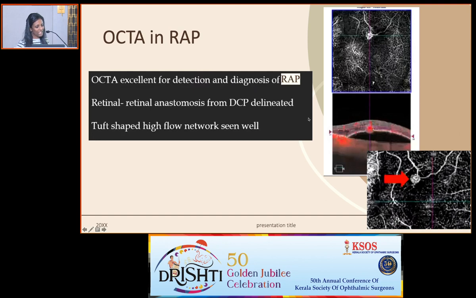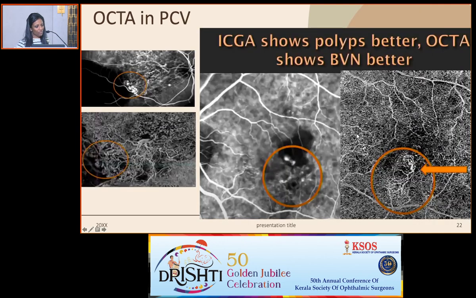And OCTA in RAP usually demonstrates the retinal anastomosis from the DCP very clearly. The tuft-shaped high-flow network will also be seen, even in the B scan as well as in the OCT angiography. So in PCV, you should know that ICG delineates the polyps better, but OCTA will delineate the BVN better. So these are the diagnostic clues which help in demarcating these three diseases.